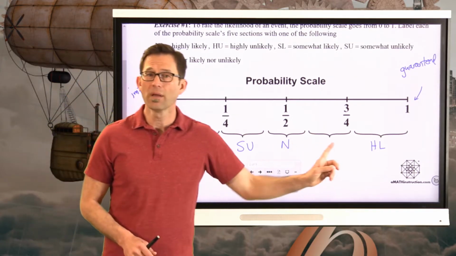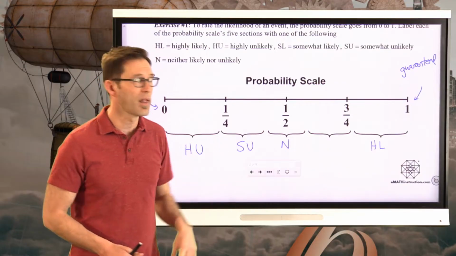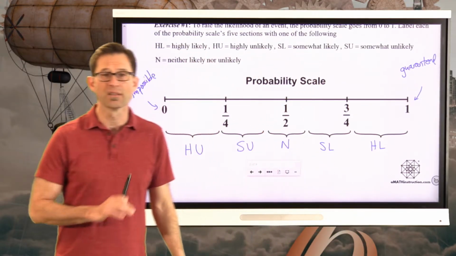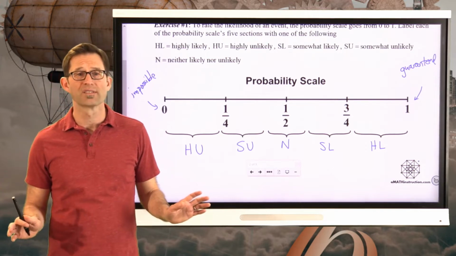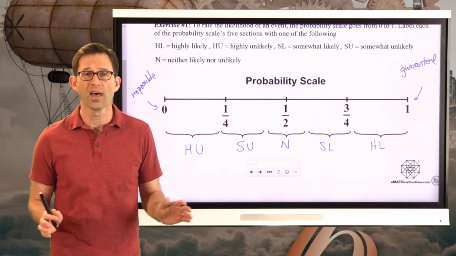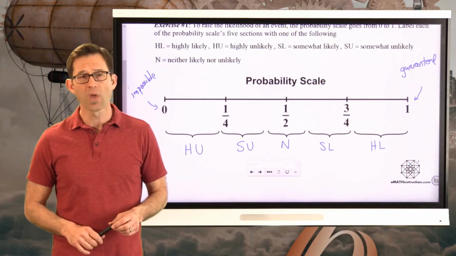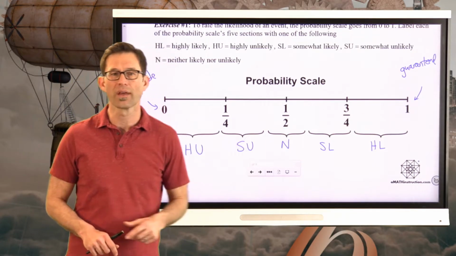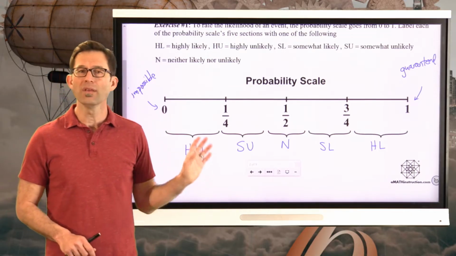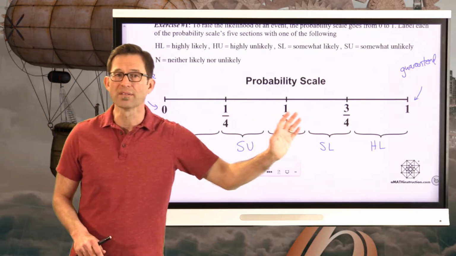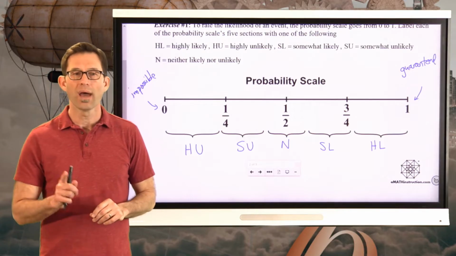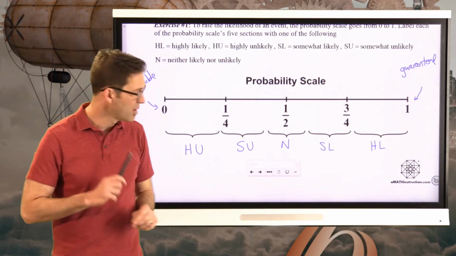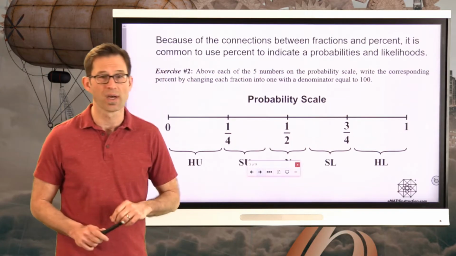Now, on the other hand, up here, these are the somewhat likely events. If I said the chance that it's going to rain tomorrow is 6 out of 10, well, that's somewhat likely. It's more than a half, but it's not like it's way up here or anything like that. Now, this is still the probability scale based on fractions. What we now want to do is start to think about the probability scale in terms of percents. Let's get into that in the next exercise.